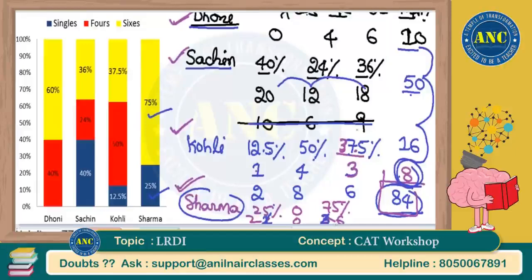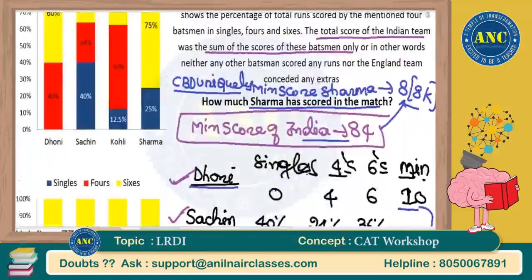Answer for the first question is cannot be determined uniquely. Why? Because Sharma's score is dependent upon the score of India. I don't know the score of India. I know only the minimum score of India. I hope it is clear, sir. First question answer is cannot be determined. Is it clear, sir?